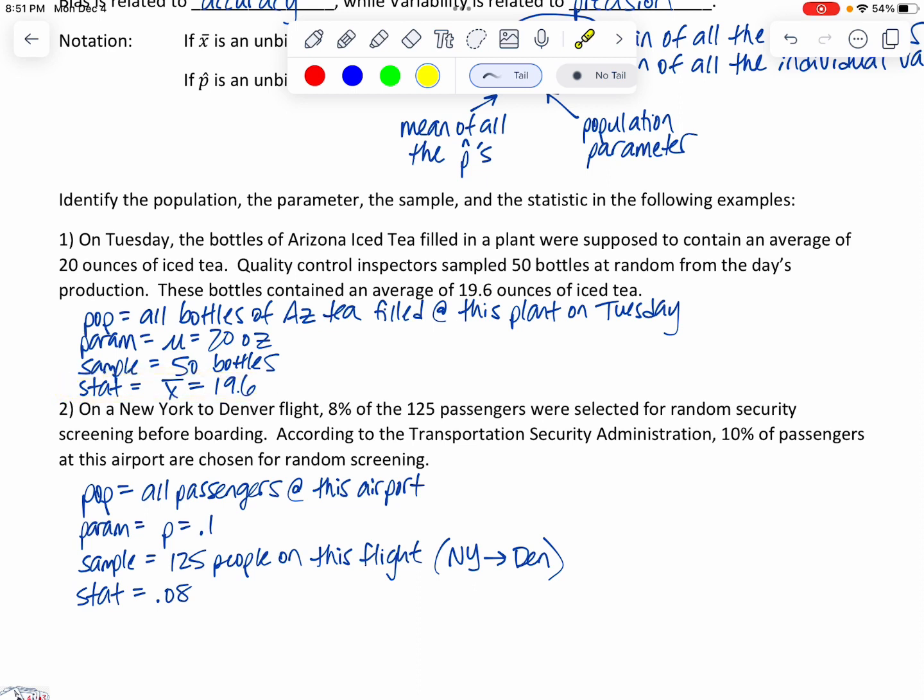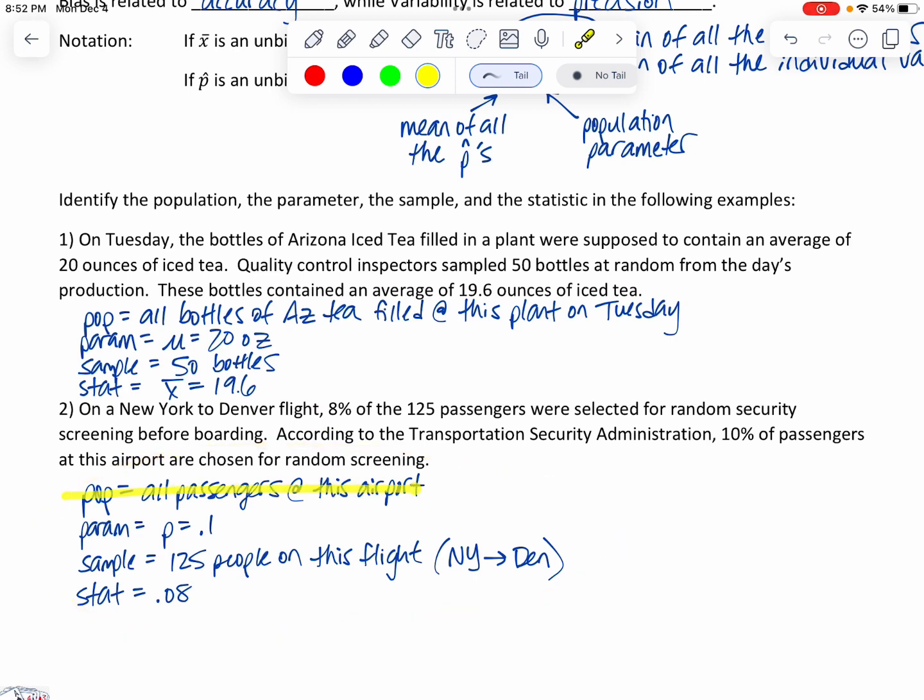We've got one more example down here, New York to Denver flight. The population is all the passengers at the airport, and you select a specific flight, and apparently 8% of the 125 on that flight were selected for random security, but TSA claims that it's 10%. So if we take a sample, it's not always going to be 10. Sometimes we get 9, sometimes we get 8, sometimes we get 11. So let's relay that into our vocab.